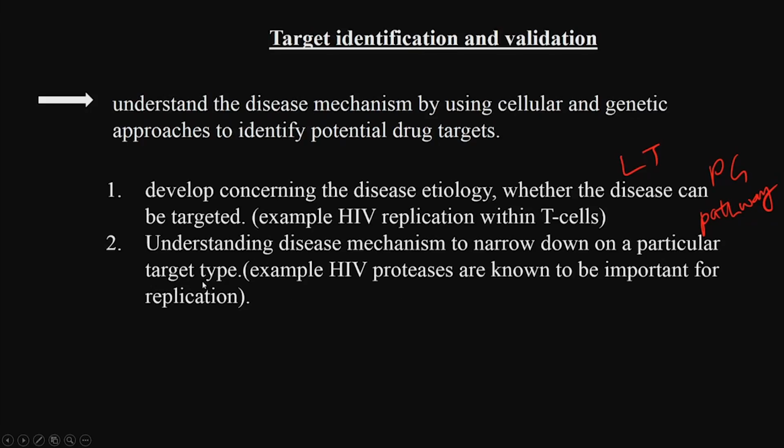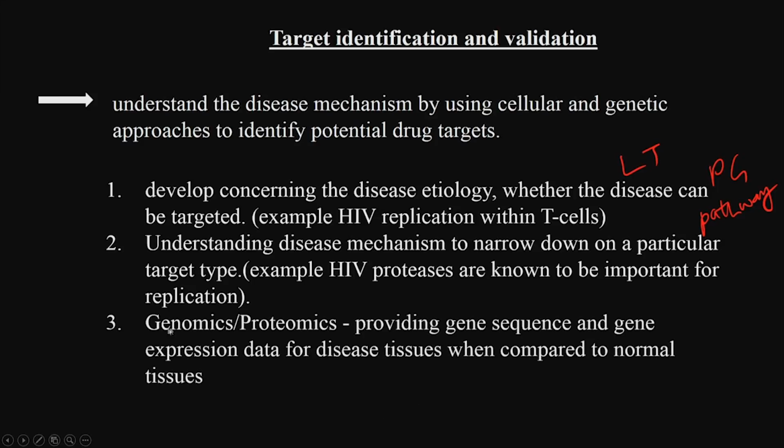Okay. So, once you understand the disease mechanism, there could be many targets, you may have to focus on one target. For example, HIV proteases are known to be important for replication. So, maybe this could be my target, that is an example. And like I am talking about inflammation, there could be enzymes in the prostaglandin pathway which lead to inflammation. So, those could be the target.